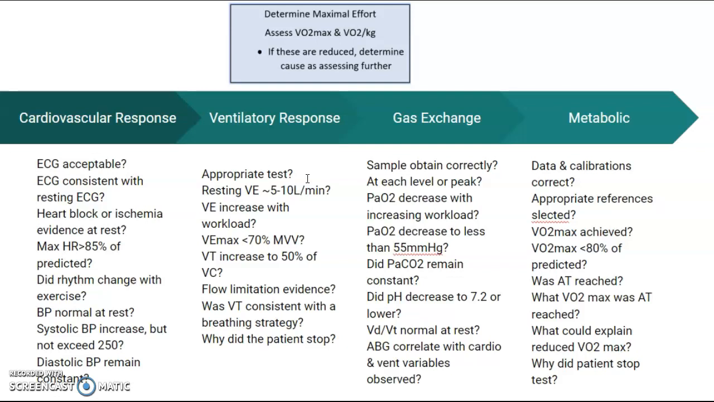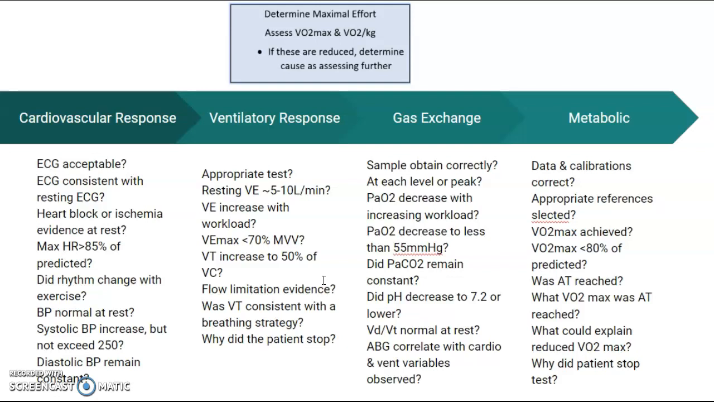Next, was there resting minute ventilation between 5 liters per minute? Was their minute ventilation increased with workload? Remember, it should increase linearly, actually. Was their minute ventilation max less than 70% of their MVV? Did their tidal volume increase to 50% of their resting vital capacity? Okay. Was there flow limitation evidence? Remember, flow limitation is obstruction of the airway.